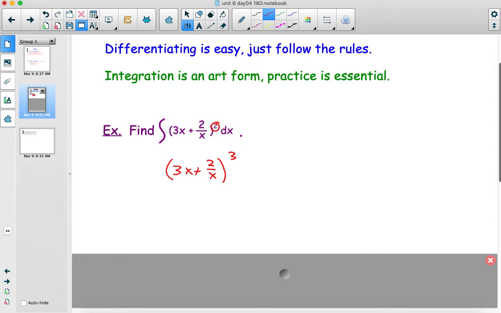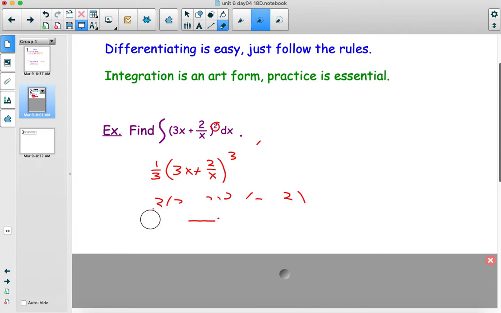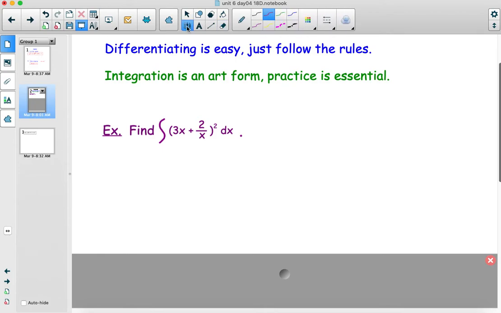Well, what if we take the derivative of this? First we would do 3 times the quantity to the second power. So far that looks pretty good. I mean, the 3 doesn't look good, but we could always throw 1/3 in front. But then we have the chain rule, and we have to multiply by the derivative of the inside, which is going to be 3 minus 2 over x squared. And that's not even close to what we had started with. So this isn't going to really work for us. It's a little too complicated for just a power rule solution.